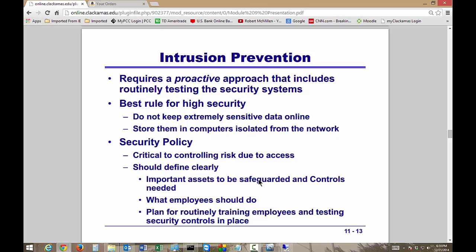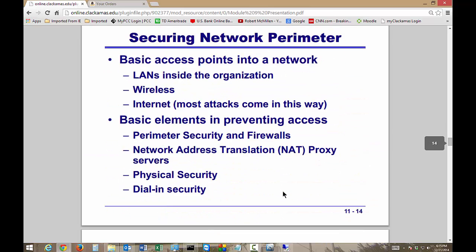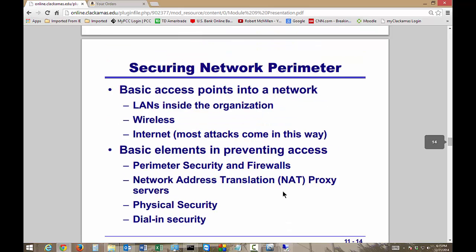Security policy. Have a policy that's critical. It's critical to controlling risk due to access. It should be defined very clearly. Important assets should be safeguarded. What employees can and can't do should be clearly spelled out and enforced. And a plan for routinely training employees and testing security controls needs to be in place. Basic access points into a network, such as LANs, wireless, and internet, need to all be secured.